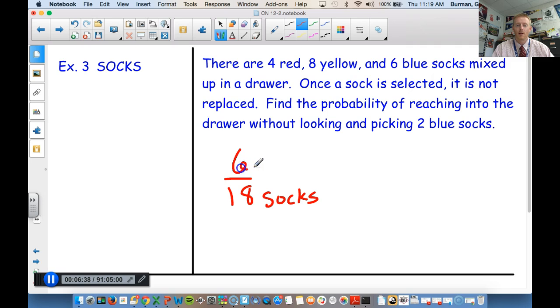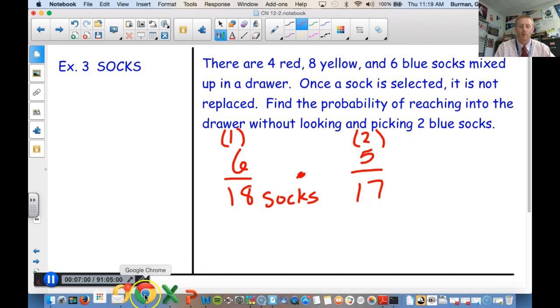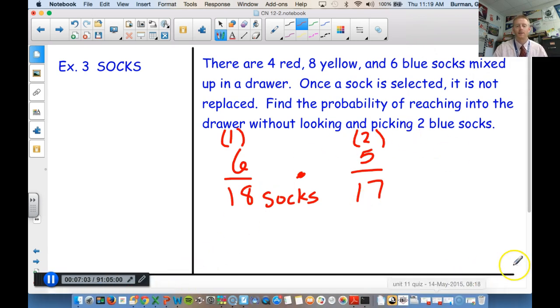So the first one, getting a blue on draw number 1, is a 6 out of 18 chance, because there are 6 blue socks out of 18 total. On my second pick, if I have a blue one, now there's only 5 out of 17. So I'm going to multiply these two together to get the probability. And hopefully you guys can do that very quickly. I'm going to grab my calculator. It's actually my cell phone. And I'm going to multiply these fractions together.